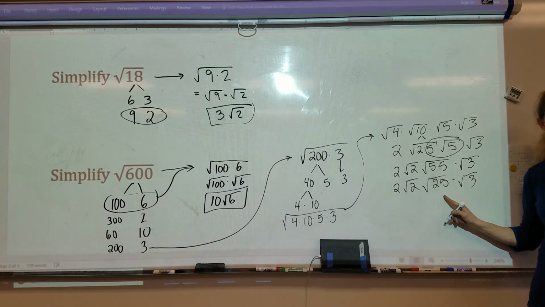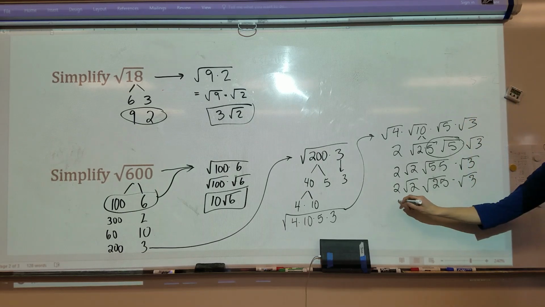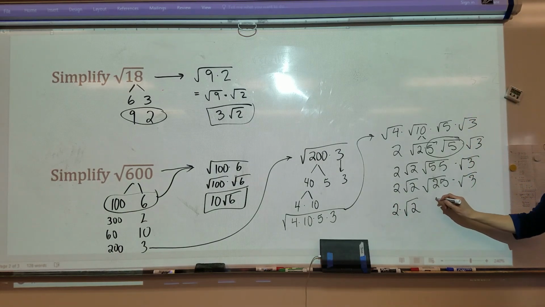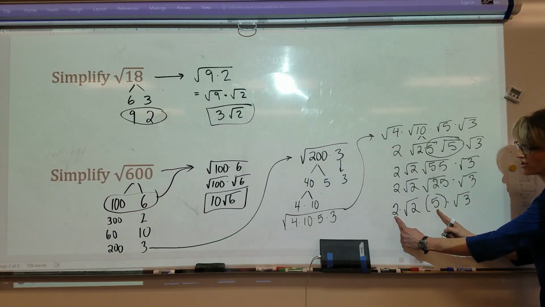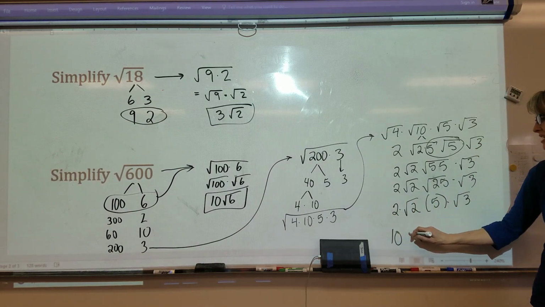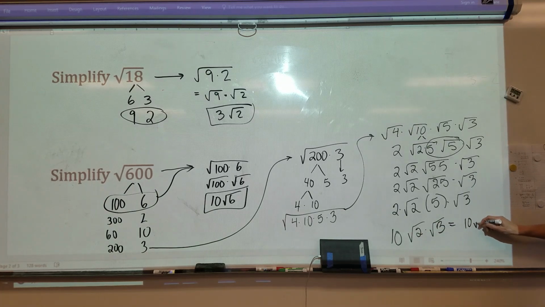What's the root of 25? Think. Get ready? 5. 5. So I have 2, root 2, this is a 5, root 3. I'm just going to put my coefficients together. So 10. Now I have root 2, root 3. They're both primes, so they're not going to have any other perfect squares. So I'm going to just combine them to get 10 root 2 times 3, which is 6.